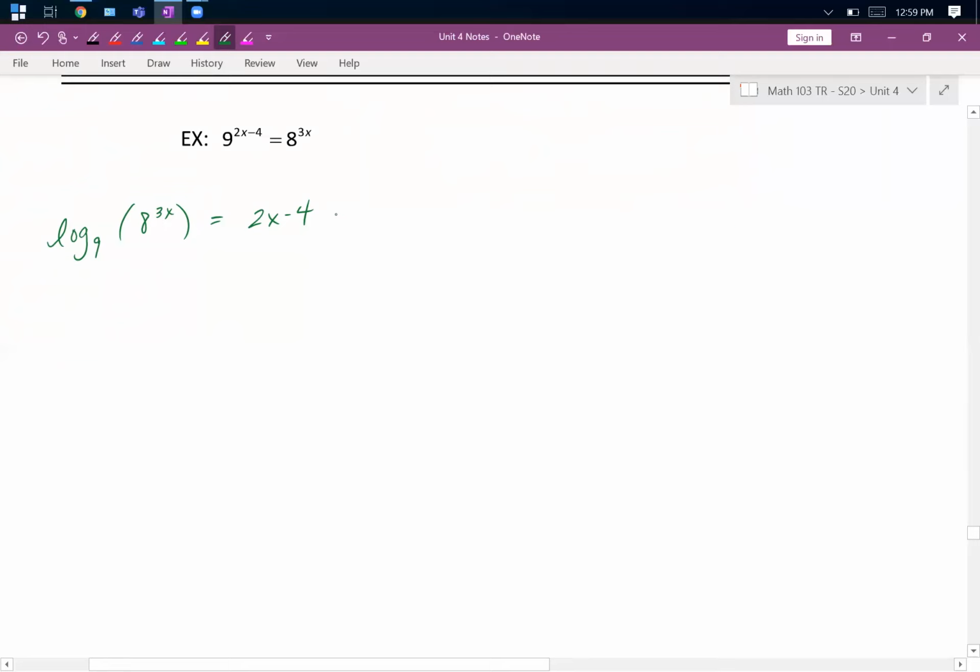One of the x's is accessible on the right, but the one on the left is not. So we're using log property number 7 and making our exponent a coefficient. We get 3x times log base 9 of 8 equals 2x minus 4. Next, we want to get all of our terms containing an x on one side. So I'm going to have to subtract that 2x over. Cannot be combined with the 3x because the 3x is attached to the log base 9 of 8.